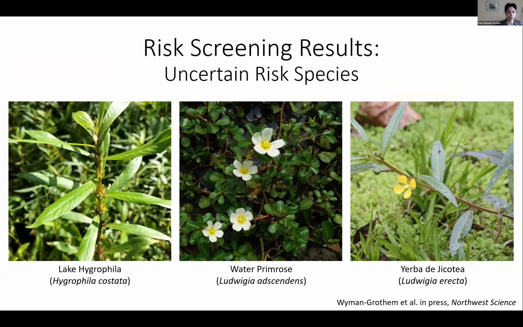Finally, these 3 uncertain risk species have a history of establishment outside their native ranges and a low climate match to the Pacific Northwest under current climate conditions. However, that changes to medium or high climate match under at least some future climate scenarios.